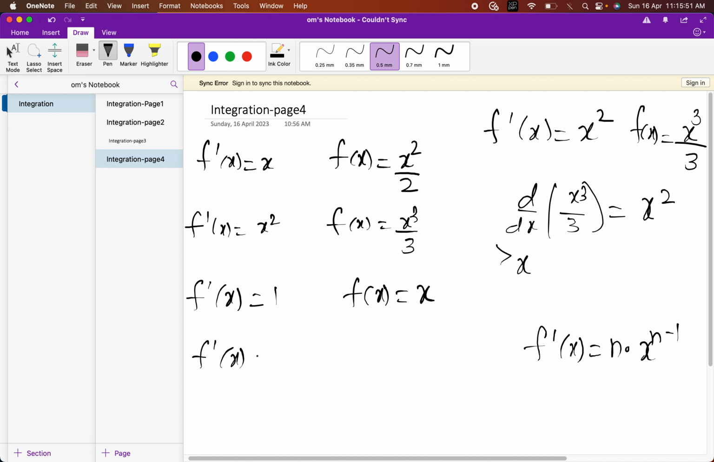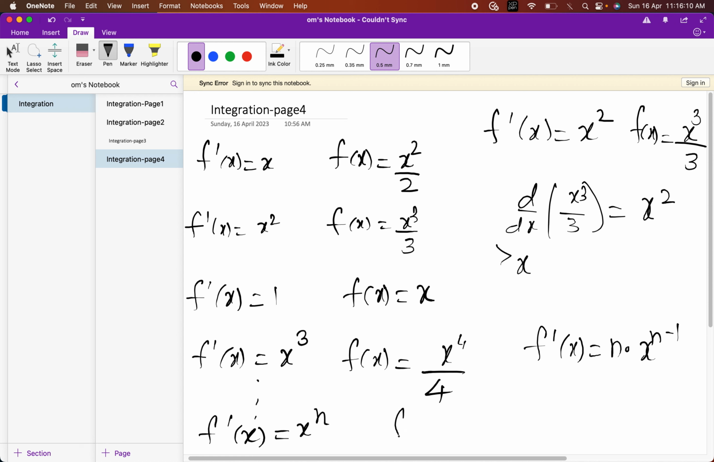If the derivative is x raised to 3, then whose derivative is x raised to 3? Well, x raised to 4 becomes x cube, but there is also 4 times x cube, so I have to divide by 4. And if I continue the pattern, and if I ask you whose derivative is x raised to n, well, the derivative of x raised to n plus 1 upon n plus 1 is x raised to n.